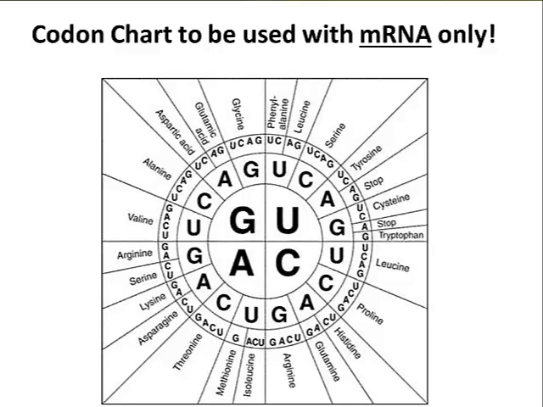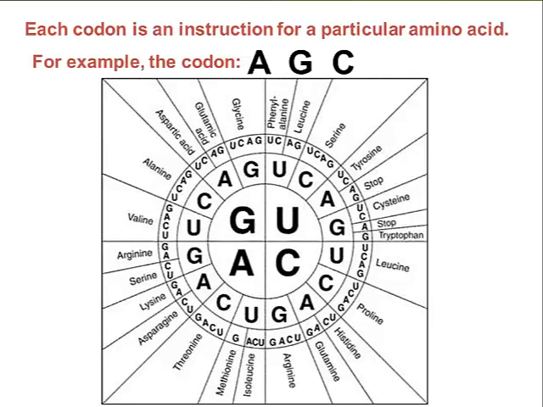To read this chart, you need a codon. Each codon is an instruction for a particular amino acid. For example, here's a codon, AGC, which would be found on messenger RNA and would be read by the ribosomes. So to use this chart, you need to start with the very first nucleotide in the codon, which is adenine.